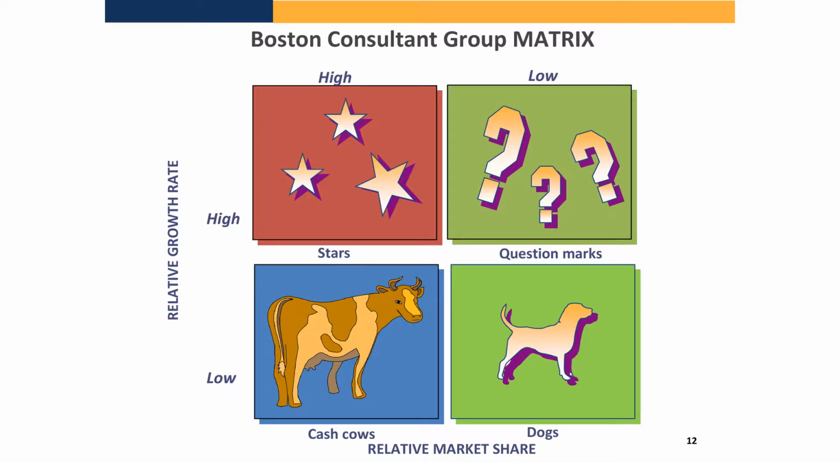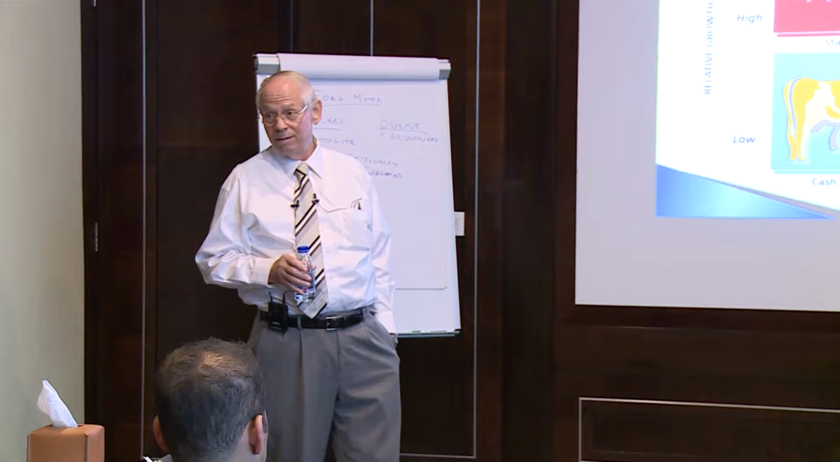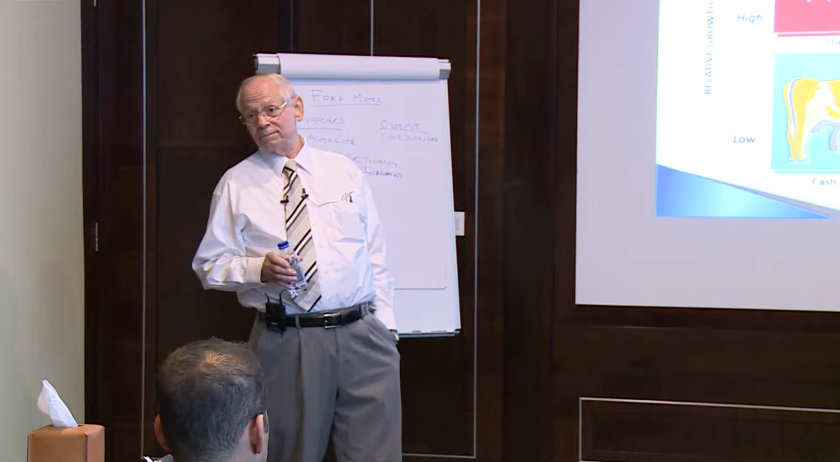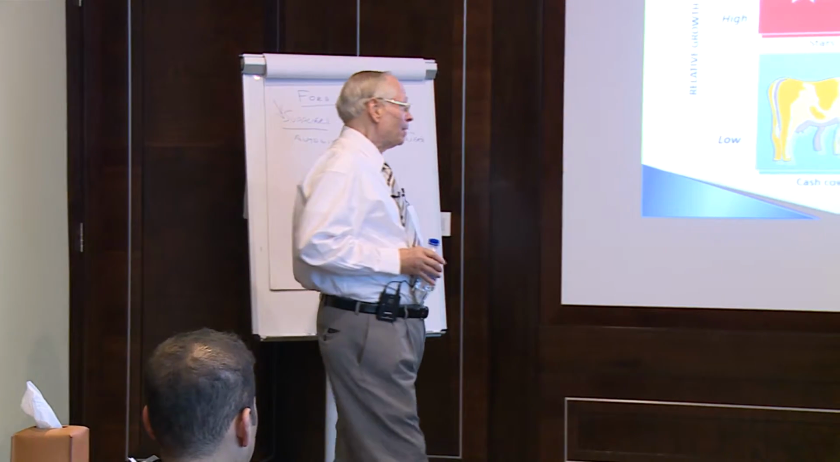So when a company reaches a point where it has a flatline market share and a flatline growth rate, it's a dog. And it's probably going to have a very difficult time trying to sell it off. So typically what a company has to do is liquidate it. And then you take a loss. Okay?